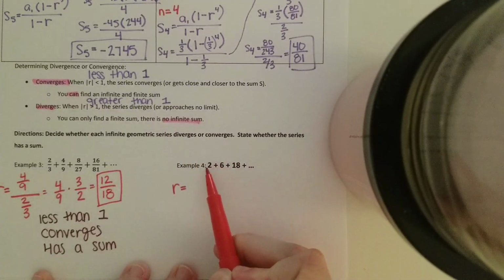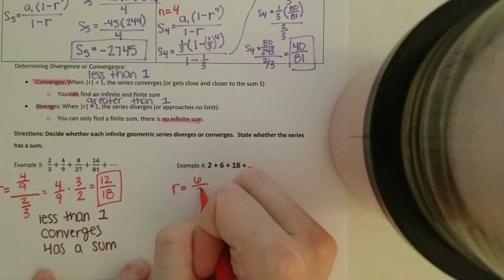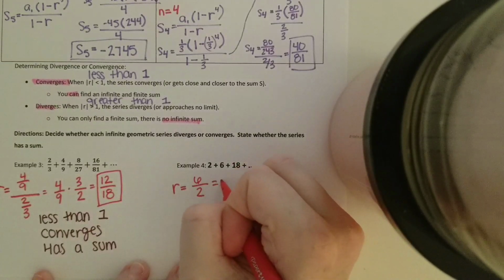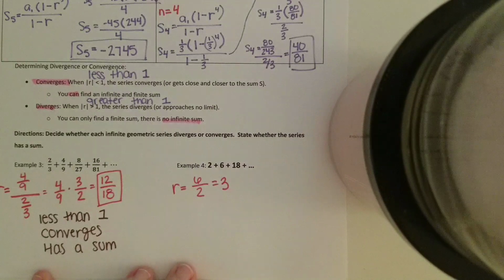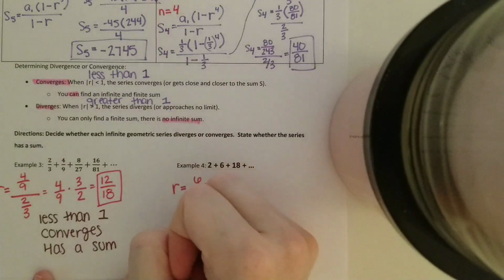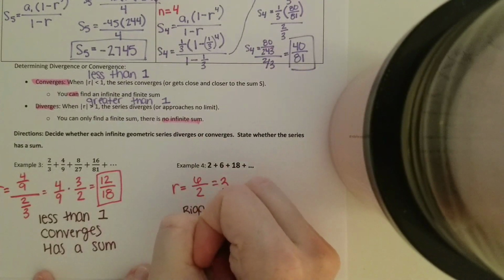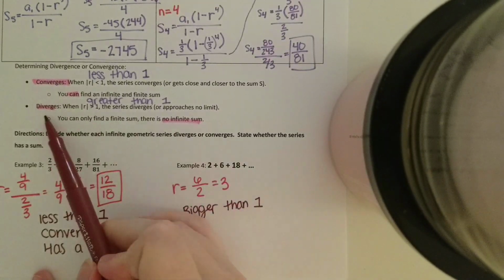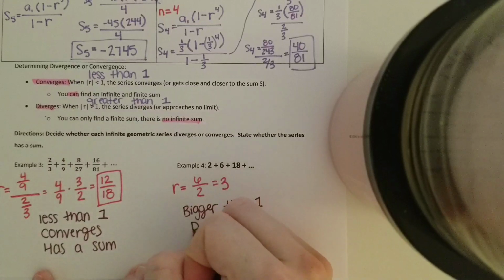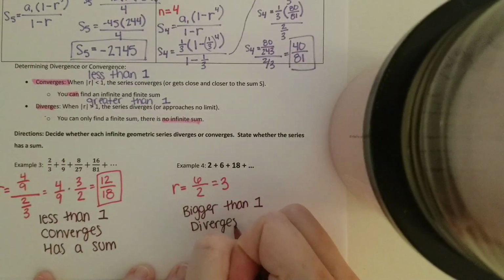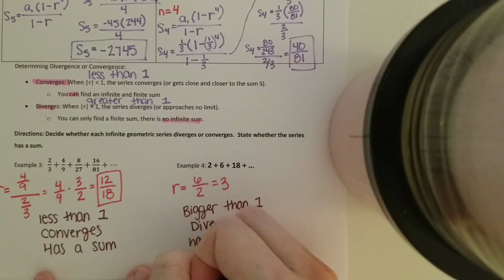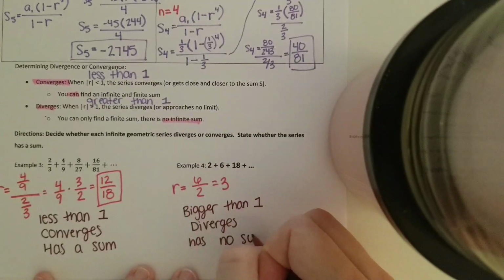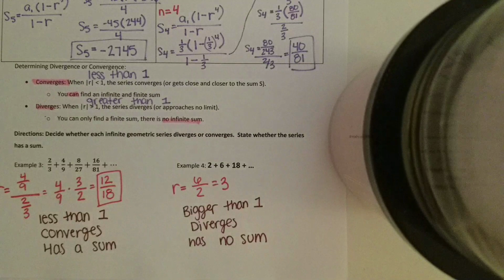And you take your second one and divide by your first. So 6 divided by 2. And 6 divided by 2 is 3. 3 is obviously bigger than 1. And since it's bigger than 1, that means it diverges and has no sum. Because it's diverging, there's no way to find an infinite sum for this.